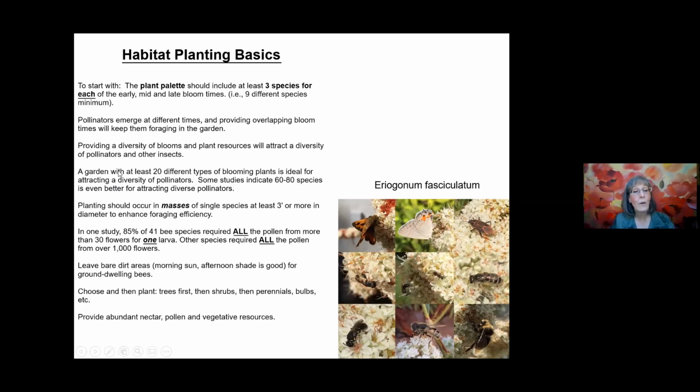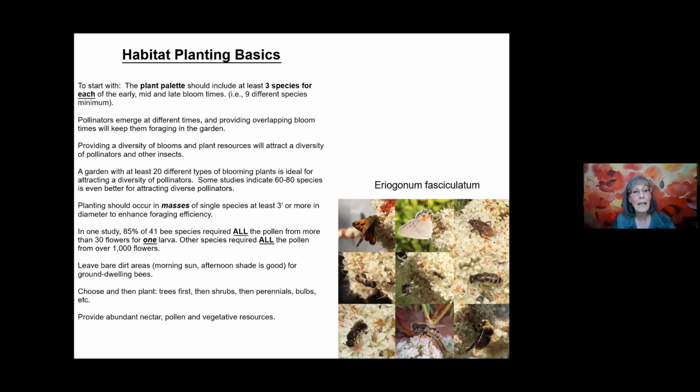Research shows that gardens with at least 20 different types of blooming plants is ideal for attracting a diversity of pollinators, and I try to start with at least 20 species in our gardens, and then we keep adding to that. Although some studies indicate that between 60 and 80 species is even better for attracting diverse pollinators.